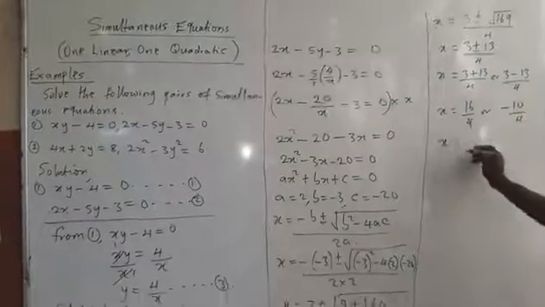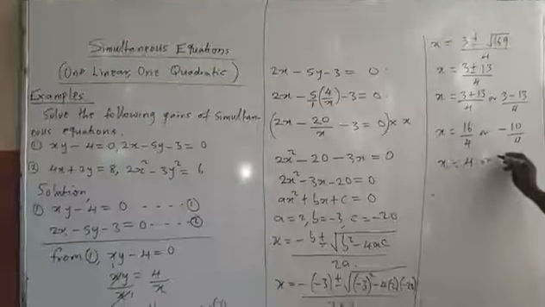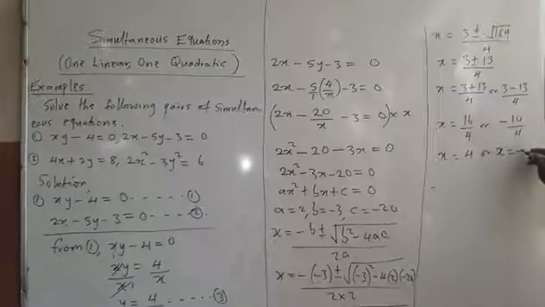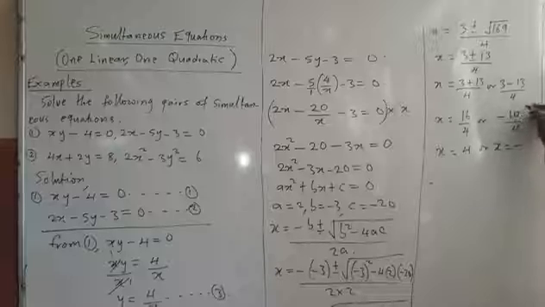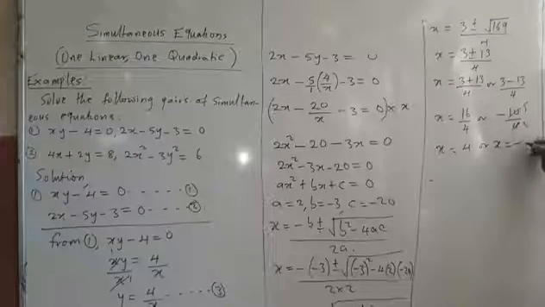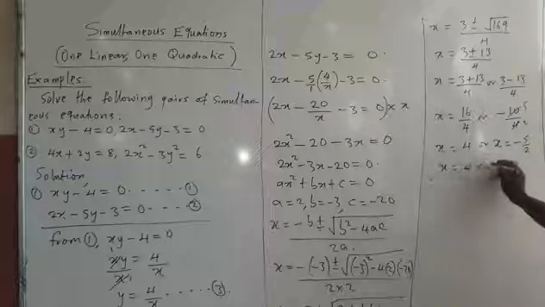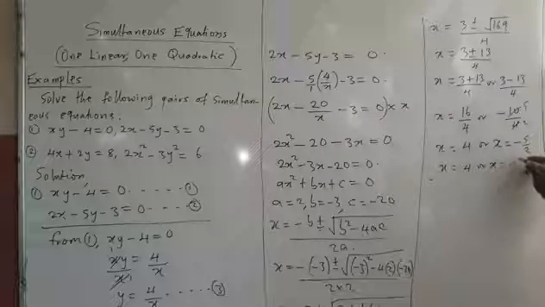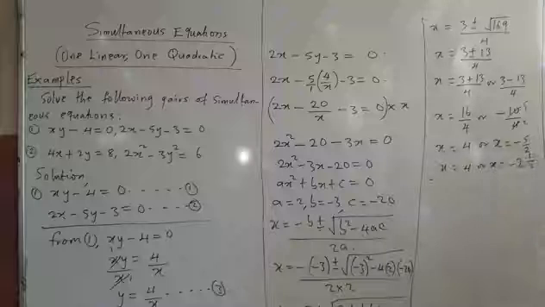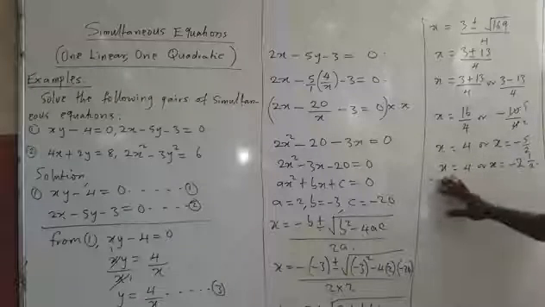So x equals 4 or x equals minus 10 over 4, that is minus 5 over 2. Then we have x equal to 4 or x equals minus 2 whole number 1 over 2. So these are the values for x.